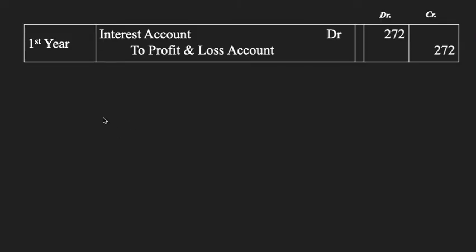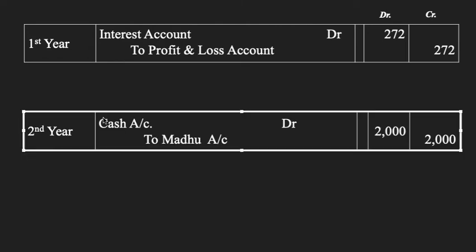Now for the second installment, what should be the journal entry? The journal entry should be cash account debit to Madhu account, which I have already shown you. That is for the second year, for 2000 rupees of installment, cash account debit to Madhu's account. What you can write down here, narration, being second installment received from purchaser, right? So being second installment which is received from the purchaser. So this was for the installment paid. And then we have the interest.